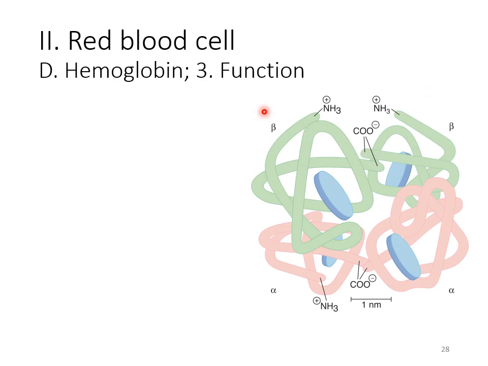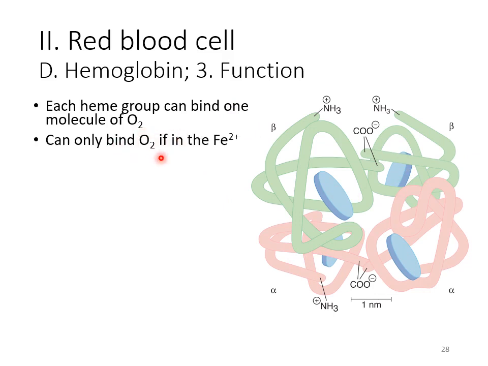So let's look now at the function of hemoglobin. Recall the structure of your hemoglobin. You have 4 heme groups, each with their associated polypeptide chain. Each of these heme groups can bind only 1 molecule of oxygen, and it can only bind oxygen if the iron in this heme group is in the ferrous or Fe2+ state. And the polypeptide chain, whether alpha or beta, helps determine or affects the affinity of your hemoglobin for oxygen. So that's why in the fetal stage you have a different type of hemoglobin.